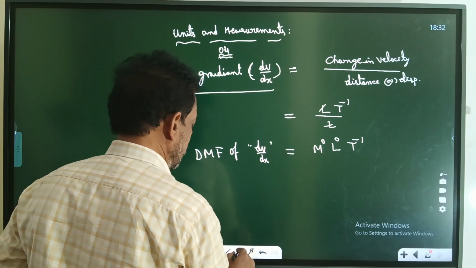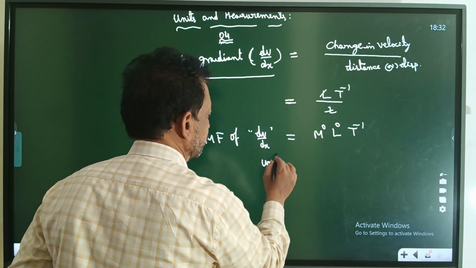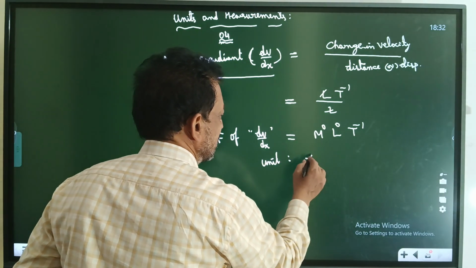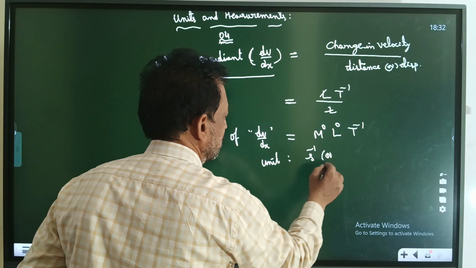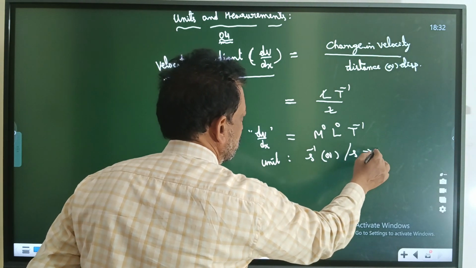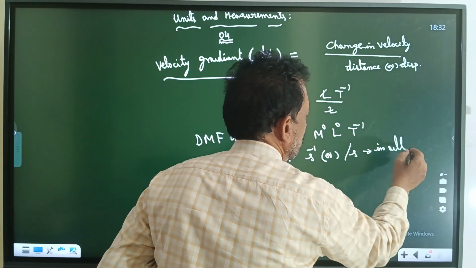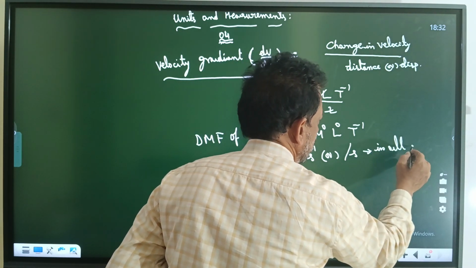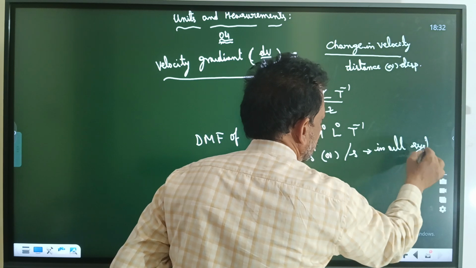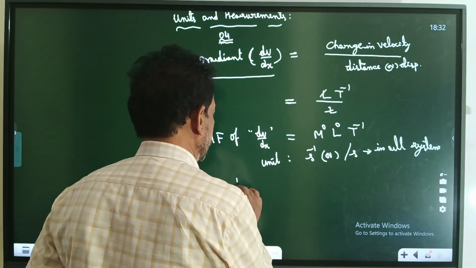Okay. Now writing the unit. The unit is second inverse, or per second, in all measuring systems. But this is very, very important.